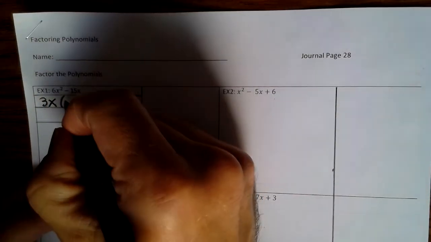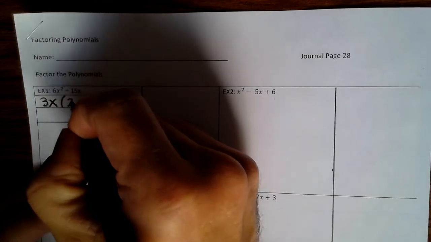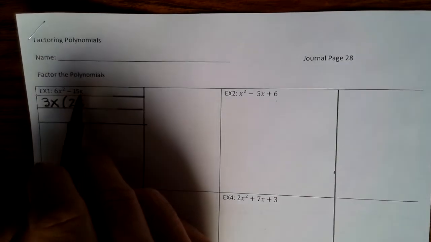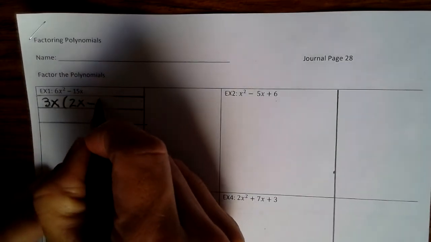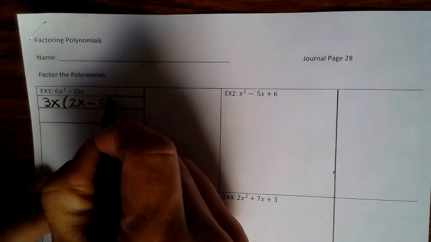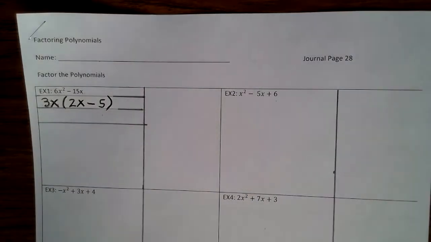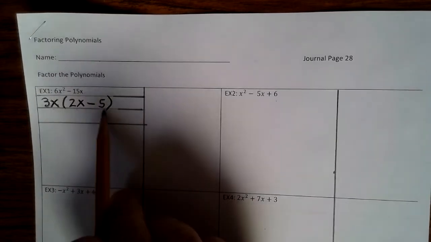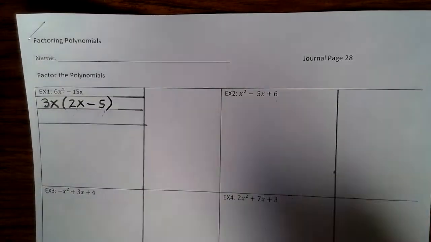Well, 3 times 2 is 6. X times x is x squared, so that's 2x. And then what do you multiply 3x to give you negative 15x? That's minus 5. Okay, there's nothing else to factor. You can check your work by multiplying. 3x times 2x is 6x squared. 3x times negative 5 is negative 15x, so this is factored.